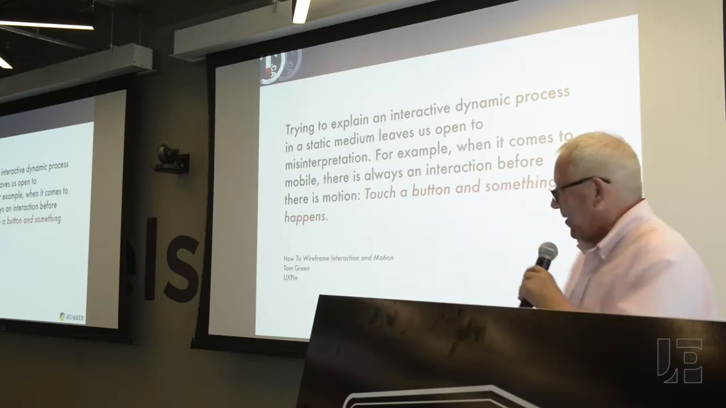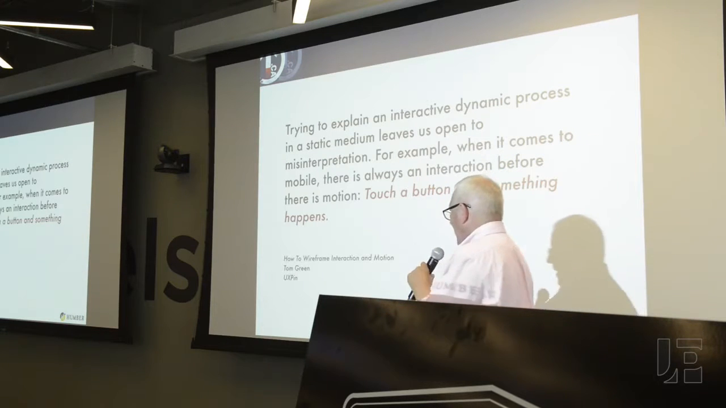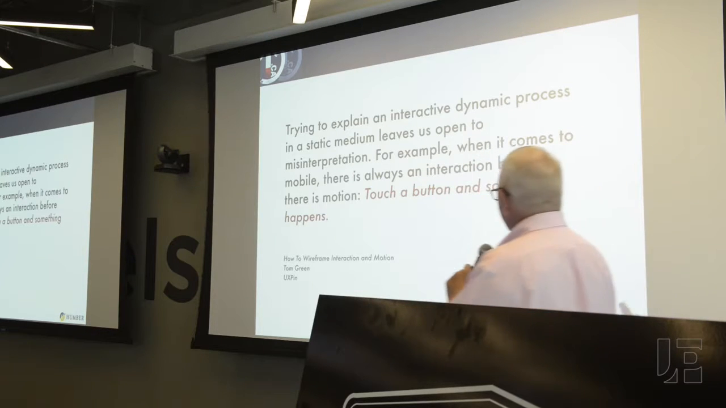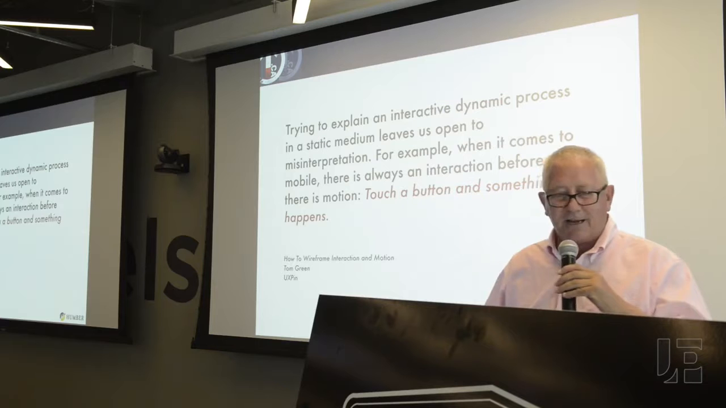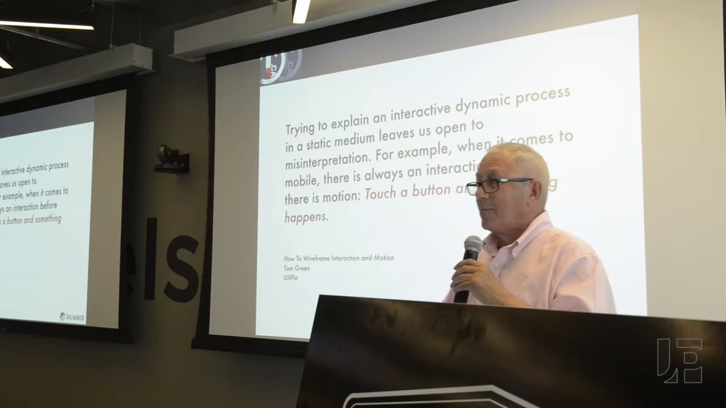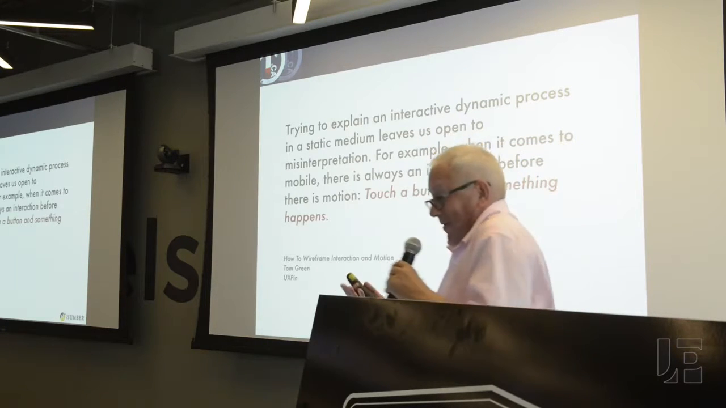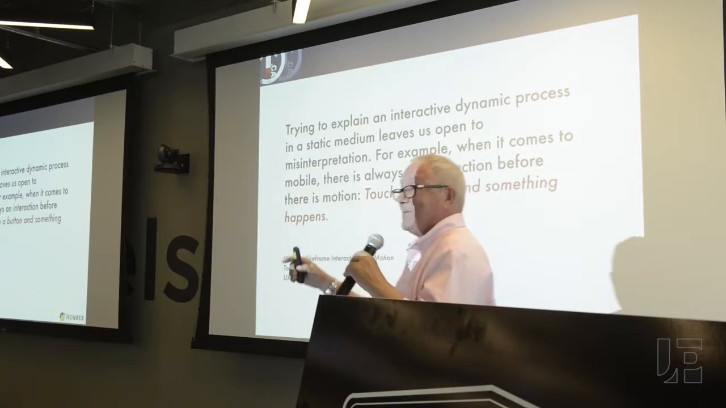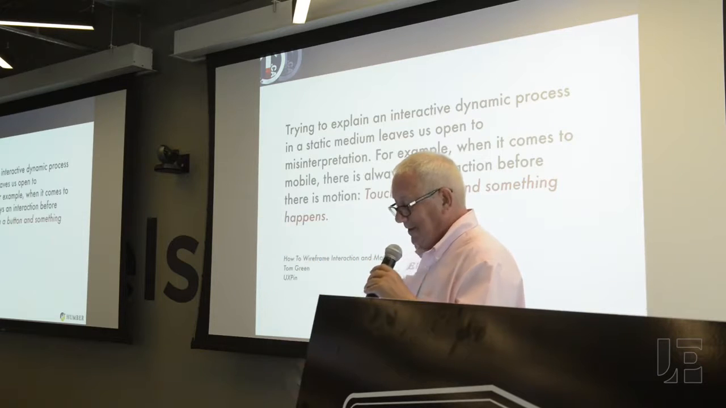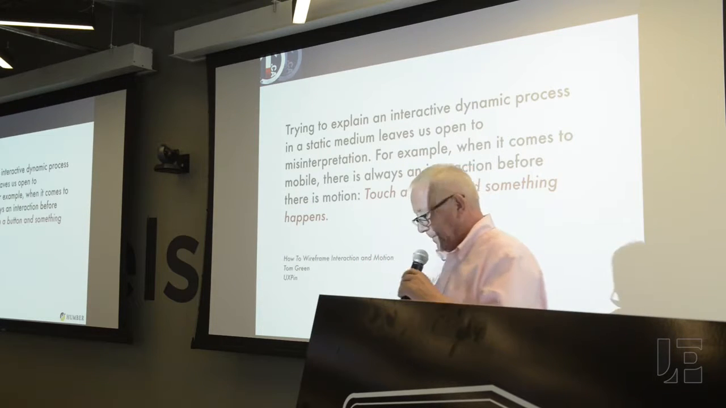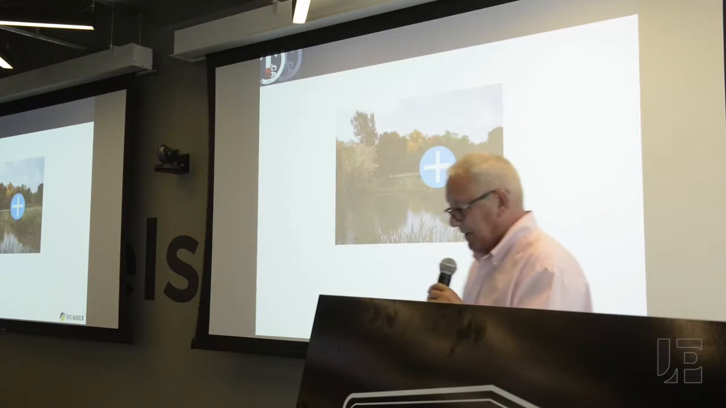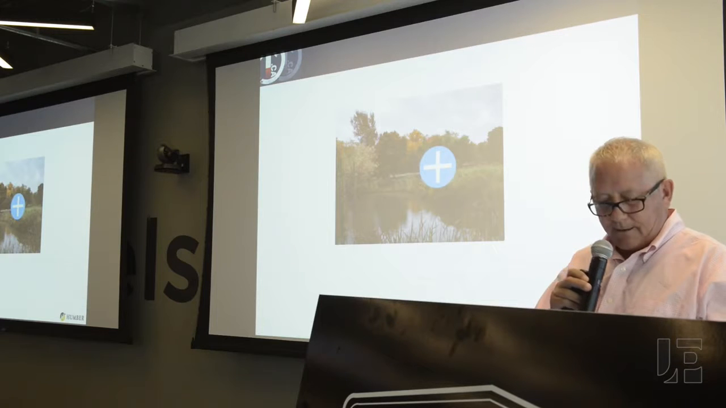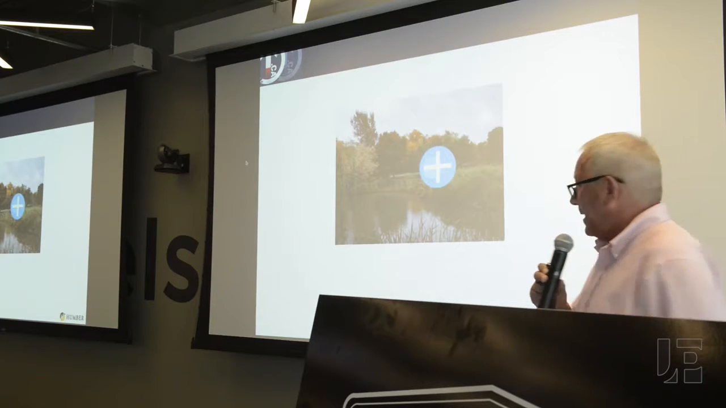So this is something I wrote in my wireframe guide to wireframe interaction and motion: trying to explain an interactive dynamic process in a static medium leaves us open to misinterpretation. Everybody has a different idea of what it looks like. For example, when it comes to mobile, there's always an interaction before there is motion, isn't there? You touch a button, something happens. And that's kind of what I want to talk about, because we've got prototyping tools. So when I say I touch a button, there's something that happens.